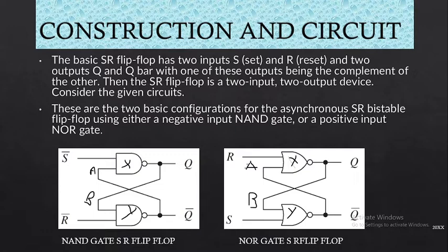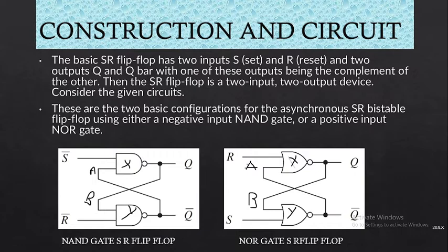So now let's move to the next topic, which is the construction and circuit of an SR flip-flop. The basic SR flip-flop has two inputs, S and R. S stands for set and R stands for reset. And the two outputs are Q and Q bar, with one of these outputs being the complement of the other. Then the SR flip-flop is a two-input, two-output device. The two inputs are S and R and the two outputs are Q and Q bar, where Q and Q bar are the complements of each other.